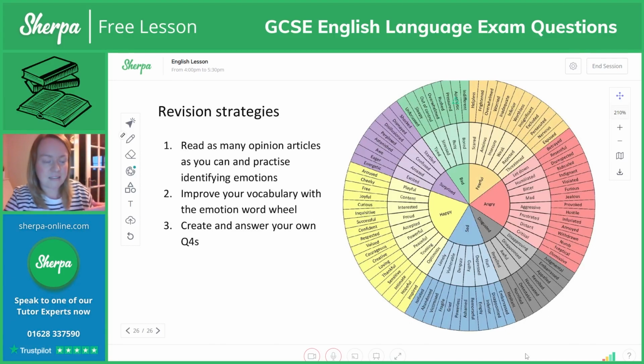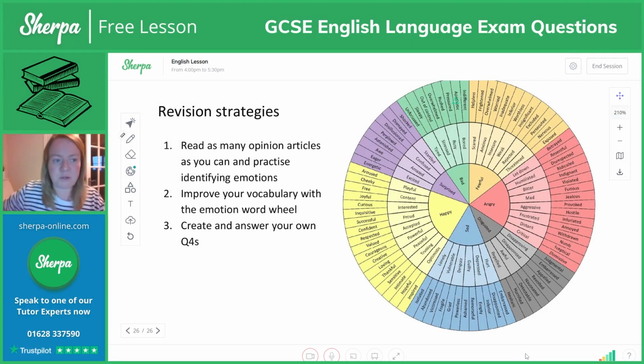The more you read, the more you can practice identifying different emotions. How do they feel about the topic at the beginning? At the end, does it change? Are they feeling something different? Were they angry at the beginning, but at the end they're frustrated? In the middle, are they feeling pessimistic? So, feeling negatively towards something. You can practice identifying those different emotions.